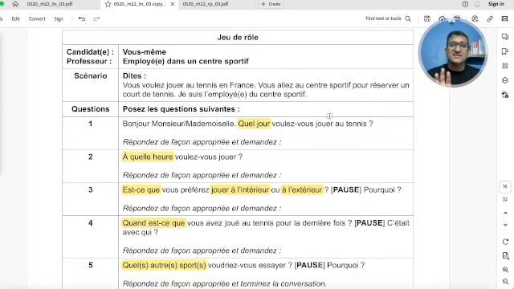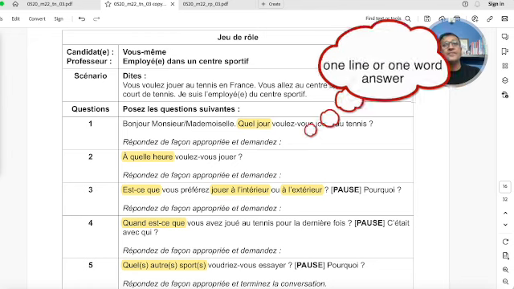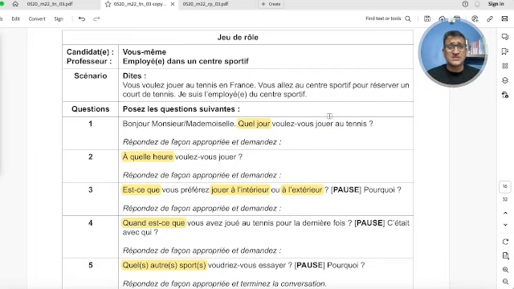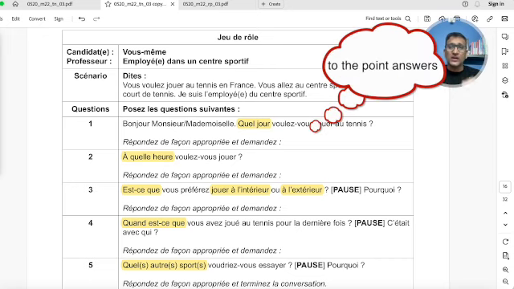And see, the role play is something where you need only a one-liner answer. Only a one-liner answer. You don't need to give longer answers because it takes 1 to 2 minutes to finish this. There is no specific time limit. That's why it's mentioned that in 1 to 2 minutes we need to finish these 5 questions, because only specific, to-the-point answers are needed.